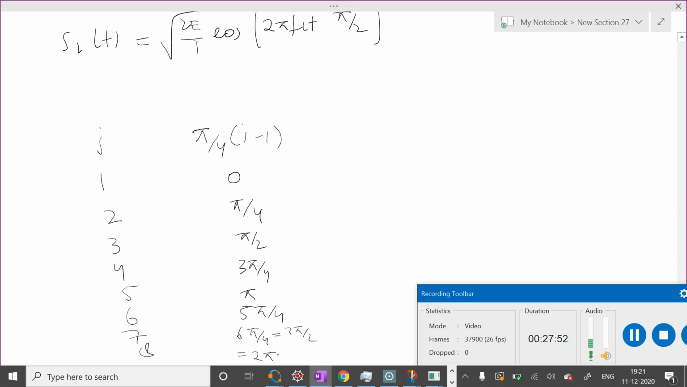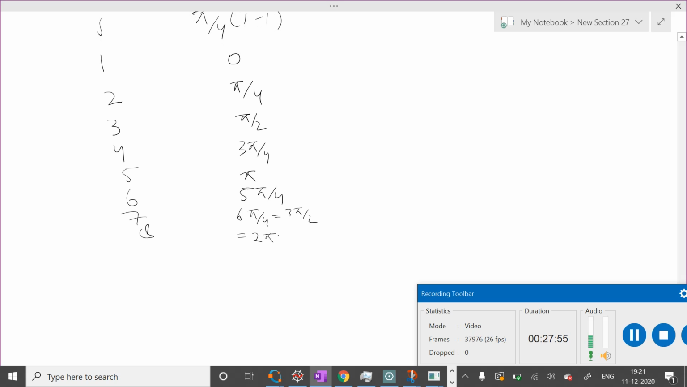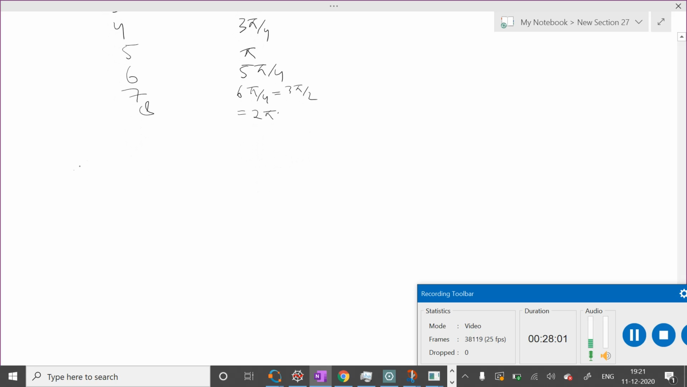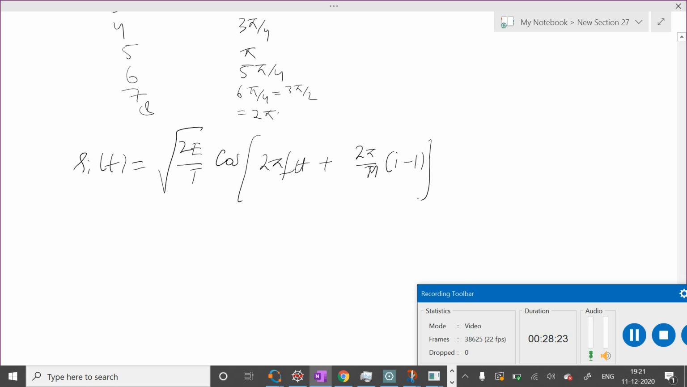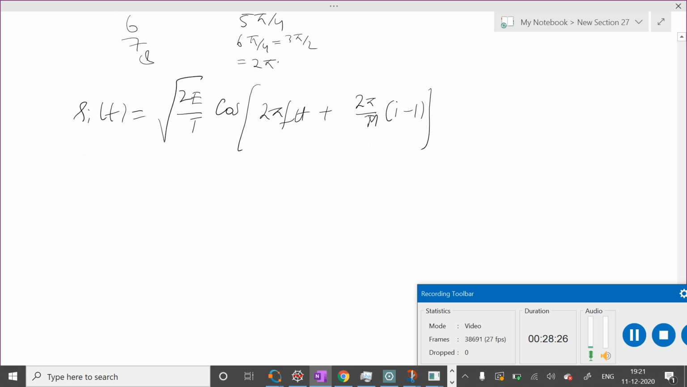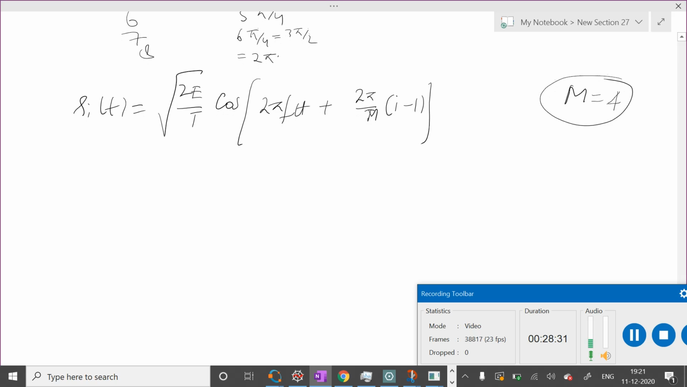Now to get a clearer vision, as we did in the QPSK signal, we'll expand it using the cos(a+b) formula. So s_i(t), which we had written as root(2E/T) cos(2 pi fc t + pi/4 (i-1)). Let me write it first for general M-PSK: it is 2 pi/M (i-1). First of all, if you put M equal to 4, you will get QPSK basically, because you will get 4 signals.